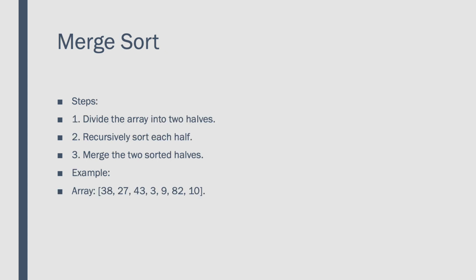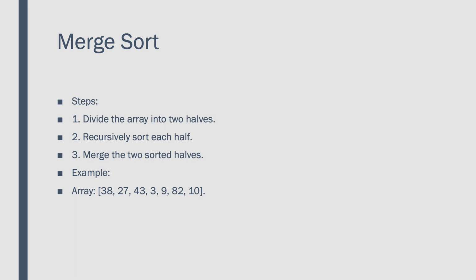Now here we have merge sort. First of all, how does merge sort work? We have three main steps here: divide, conquer, and combine. This is how it uses the divide and conquer technique in merge sort. First, we divide the given array into two halves until we reach individual elements. Then we recursively sort each half separately. Then we combine, we merge the two sorted halves back together in a sorted manner.